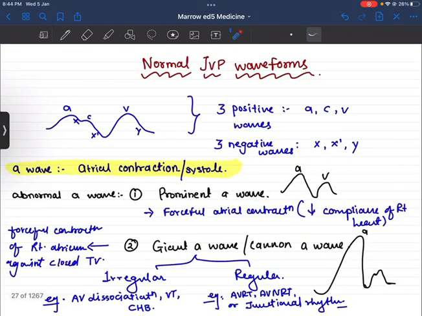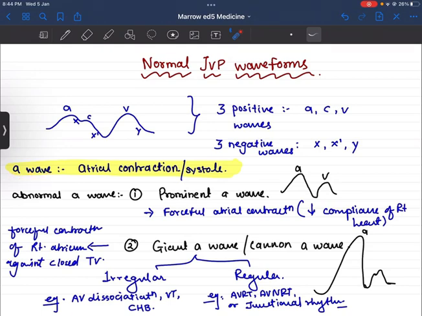Now, what is the normal JVP waveform? This is the A wave, X, C wave, X dash descent, and this is also X descent, V wave, and Y descent. There are 3 positive waves, that is A, C, V, and 3 negative, meaning X, X dash, and Y descent. The A wave is due to the atrial contraction or systole.